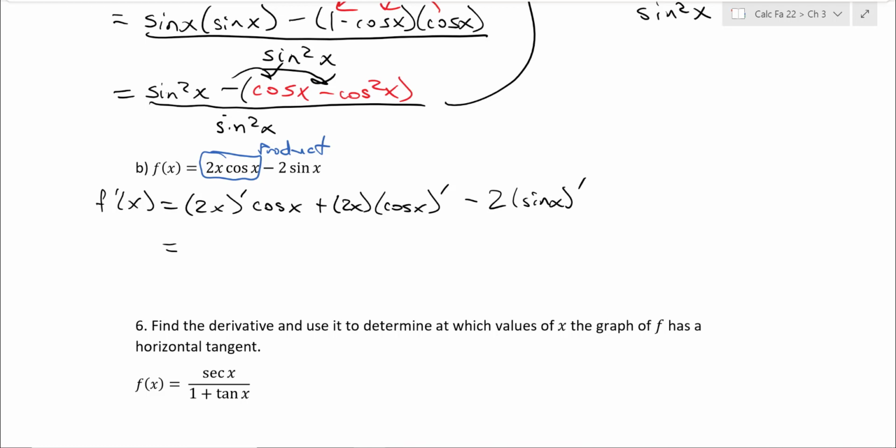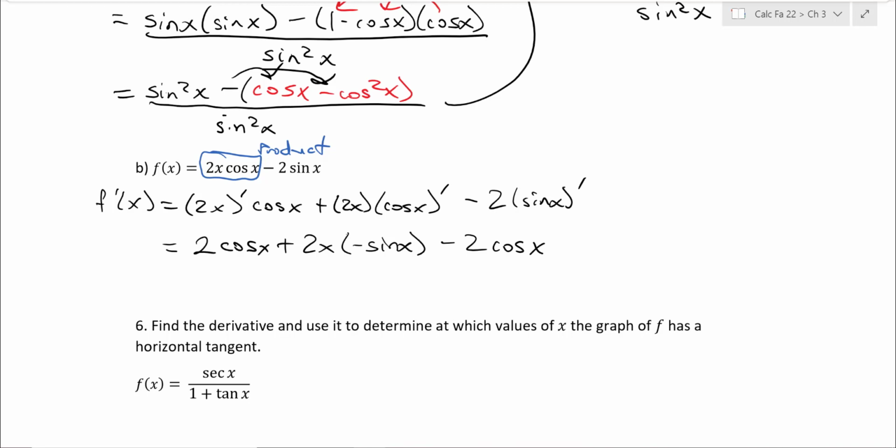But our derivative of 2x is just 2, right? The constant stays, the derivative of x is just 1. So we get a 2 cosine x for our first term. And then the 2x stays. Our derivative of cosine x would be a minus sine x. And then we get a negative 2. Derivative of sine x is cosine x.